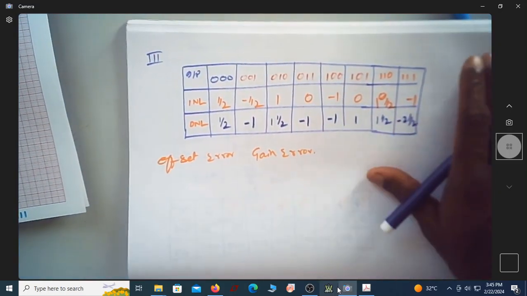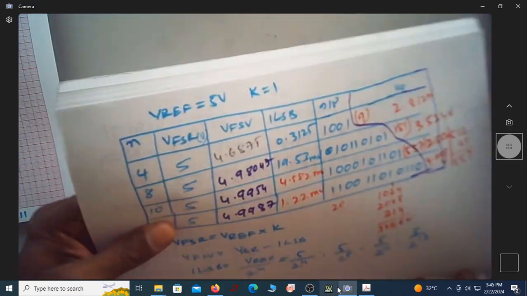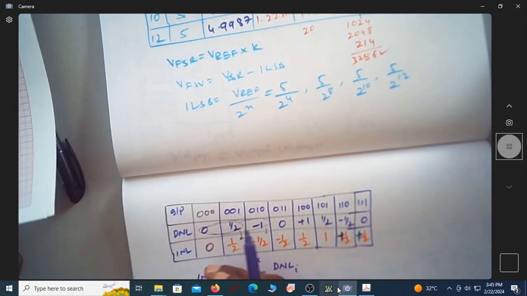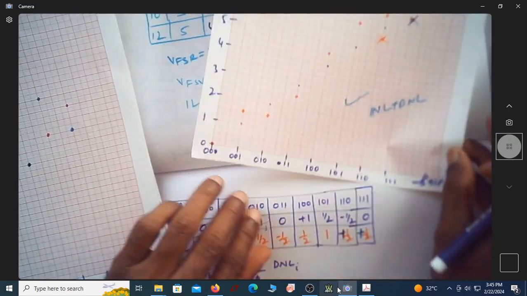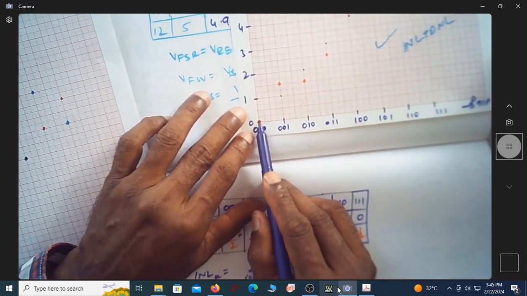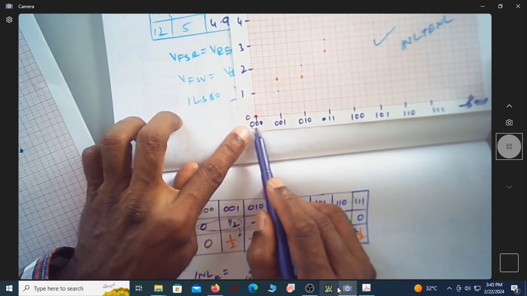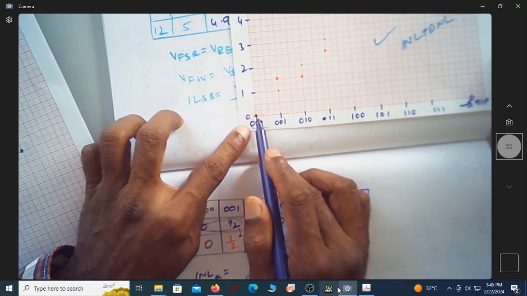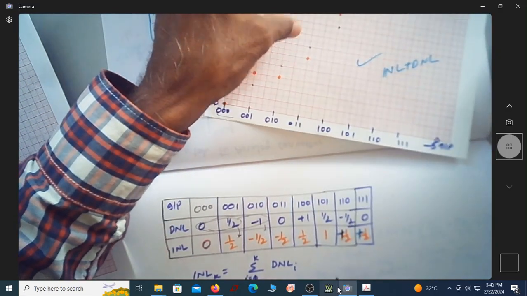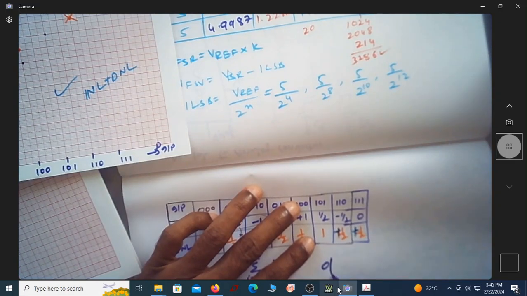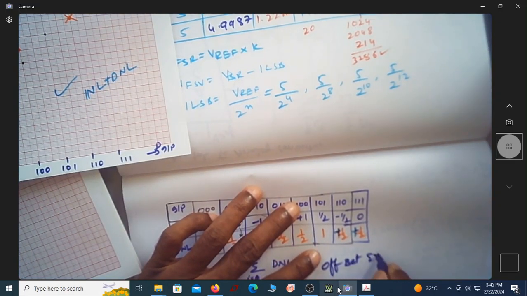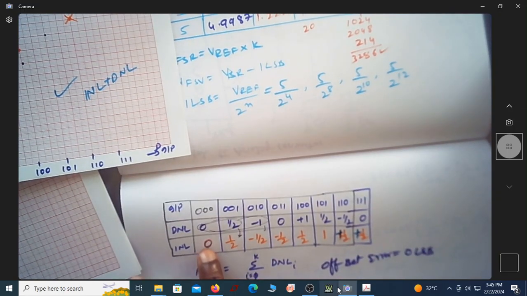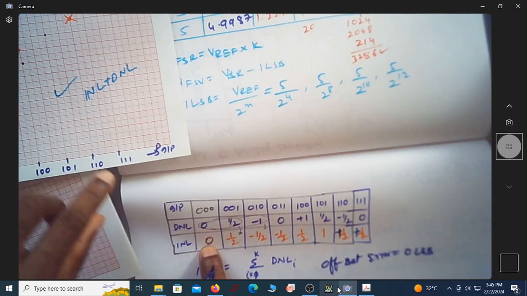Now the question is, in the previous case also we are supposed to find the offset error. If you look here at the previous one, when the input is 000, the output is also at 0 LSB, so there is no offset error. So the offset error in this case is 0 LSB.